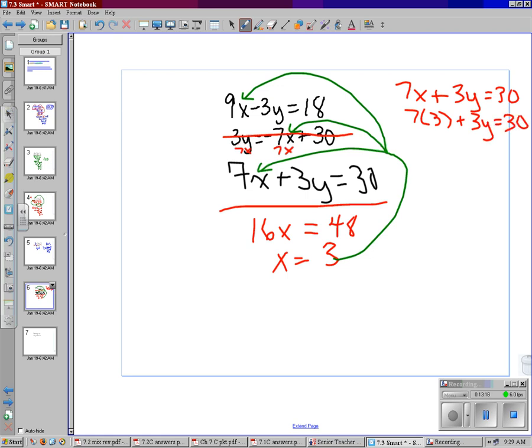I need some more people in here. 7 times 3 is 21. 21 plus 3y gives us 30. When you take that 21 to the other side, what do we get? 9, and then y is equal to 3. So we will have our answer of 3, 3.